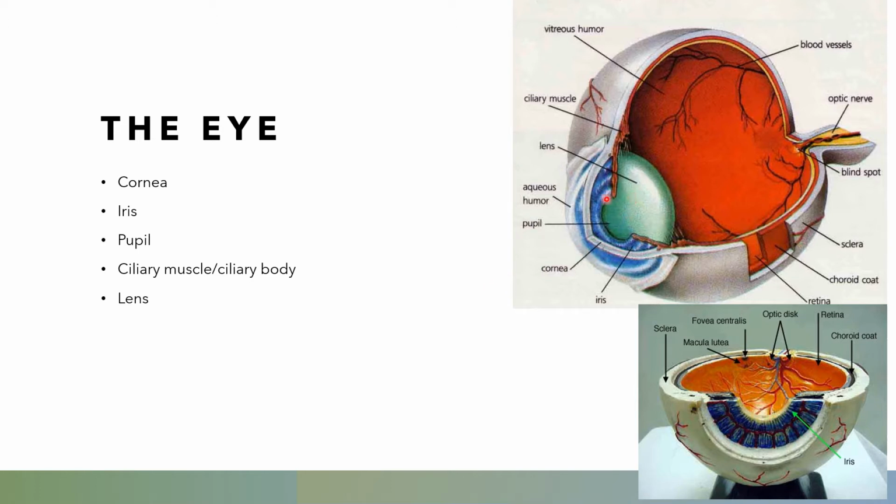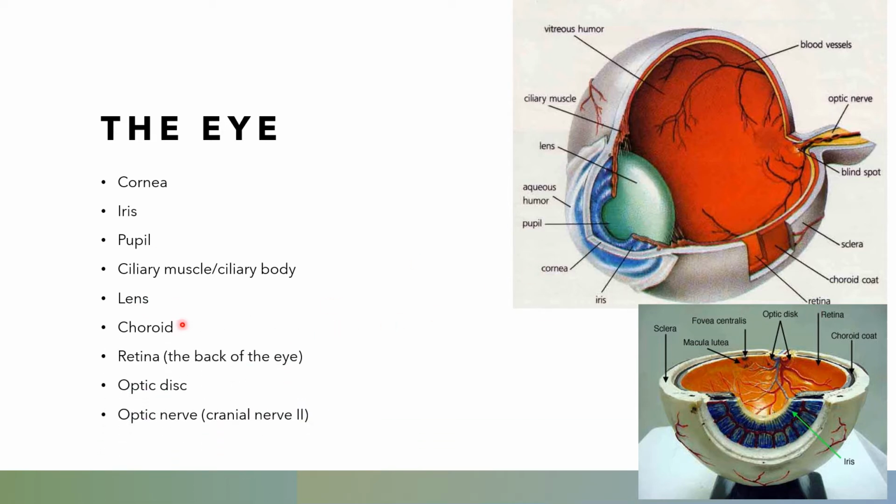It's bent by the lens and it hits the retina. And it's detected by the cells in the retina and transmitted as an electrical signal through the optic nerve to the visual cortex of the brain and the occipital lobe. You have the ciliary muscle / ciliary body, which is here, and you have the lens.